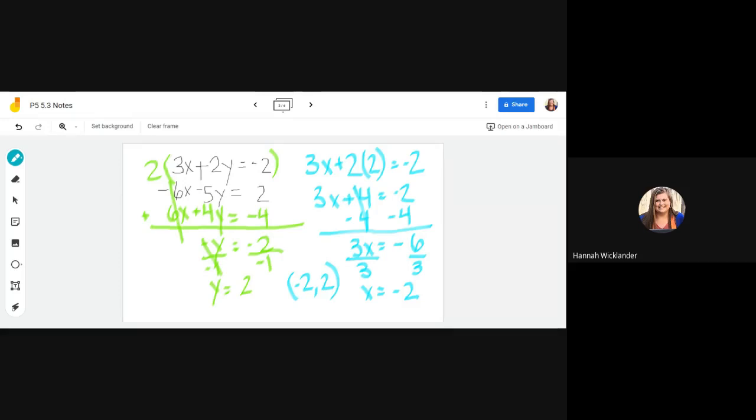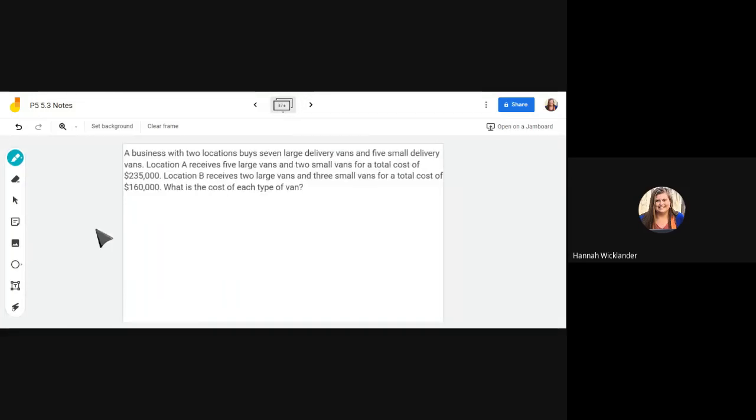Okay, so I'm going to do a story problem example now, and then I'll let you have time to do the homework. So a business buys 7 large delivery vans and 5 small delivery vans. And there's 2 locations. Location A receives 5 large vans and 2 small vans for a cost of $235,000. And then the second location receives 2 large vans and 3 small vans for a cost of $160,000. So what is the cost of each type of van?